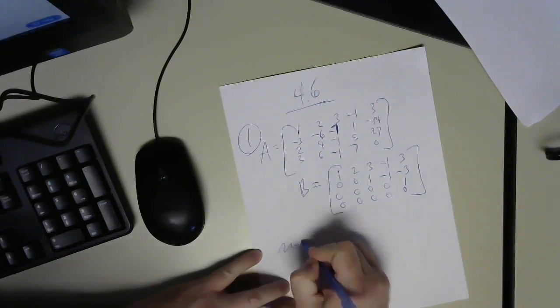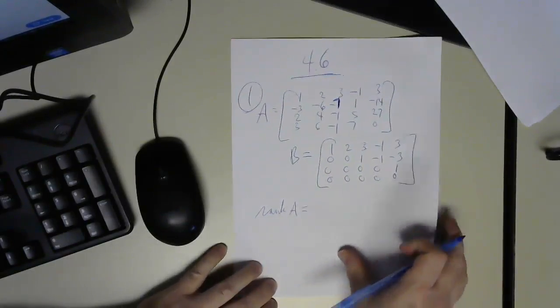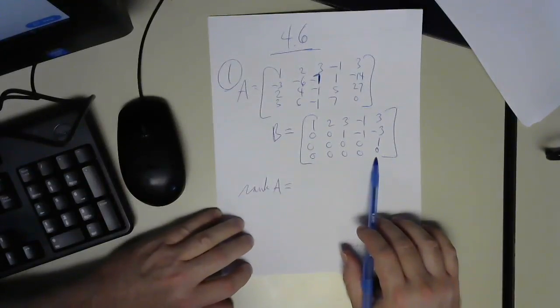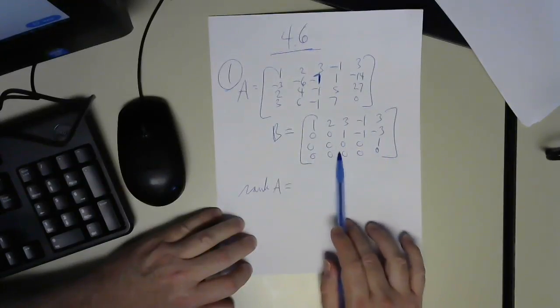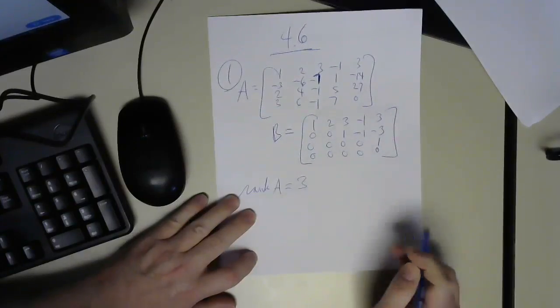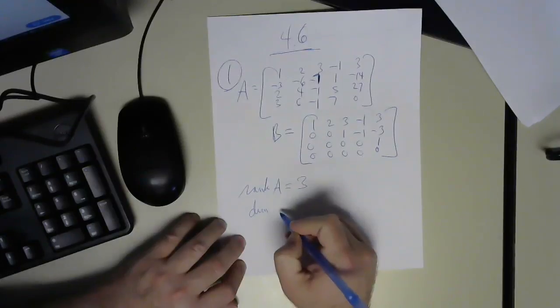So first, let's find the rank of A. And remember, we've mentioned this before, the rank is the dimension of the column space of the matrix. So there's nothing new here. If it's in echelon form, you just have to count the number of pivot columns. 1, 2, 3. There are 3 pivot columns. That means the rank of A is 3. All right, easy. Next part is the dimension of the null space of A.